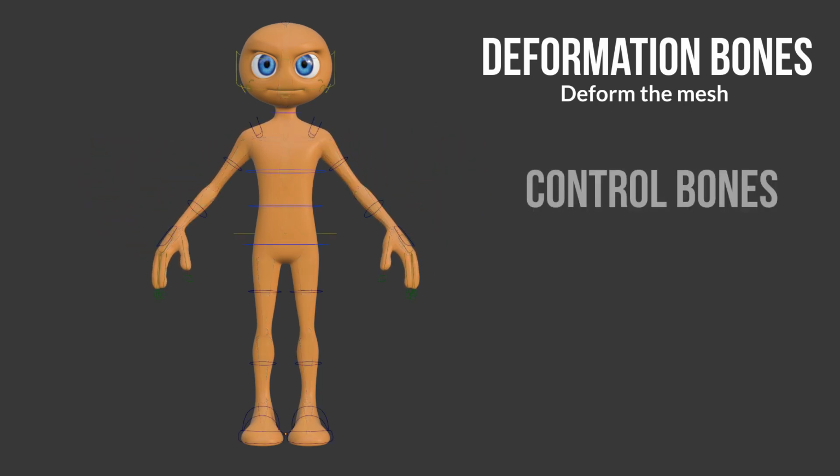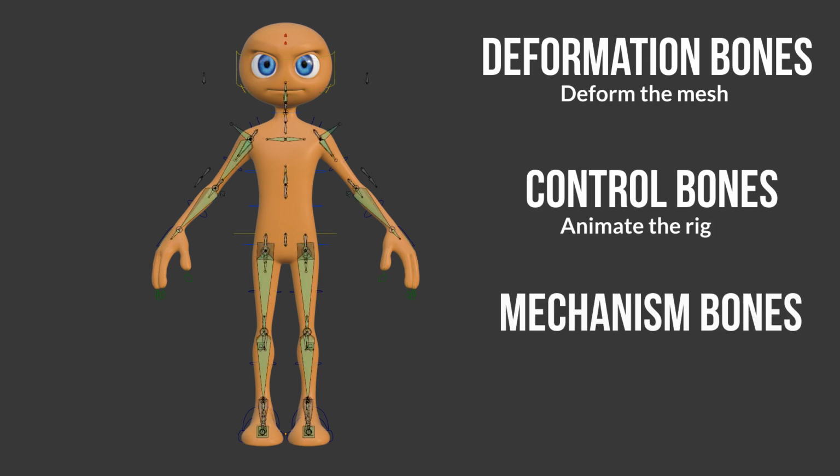Then you have the control bones. This should be obvious. These are the ones that the animator uses to control the rig. And the mechanism bones, these are the helper bones that are needed to make the rig do what you want through drivers and constraints. If you think about these bones as only having these functions, hopefully it will become less daunting. Deformation, control, and mechanism.